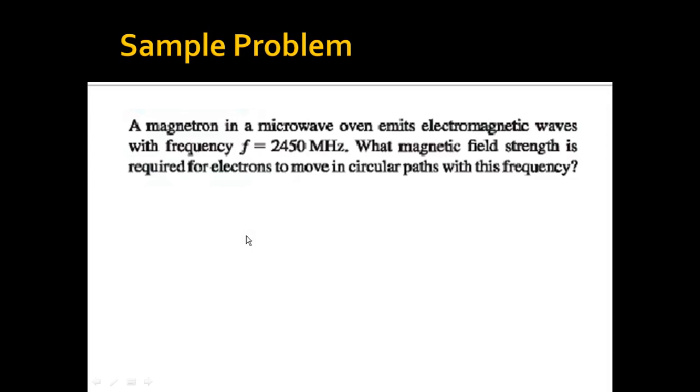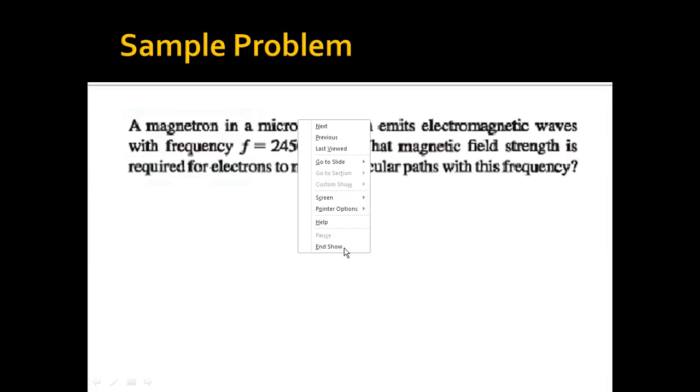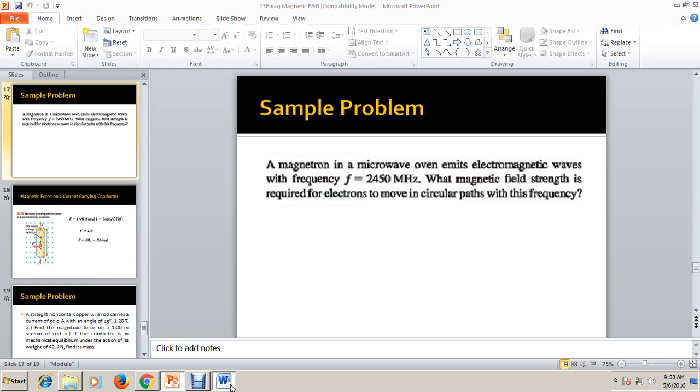In this example, a magnetron is used on a small scale, producing electromagnetic waves in the microwave bandwidth. A magnetron in a microwave oven emits electromagnetic waves with a frequency of 2450 megahertz. So the question is, what magnetic field strength is required for electrons to move in a circular path with this frequency? Okay, let's try to compute for this one.